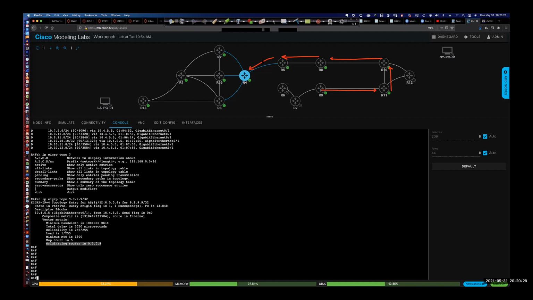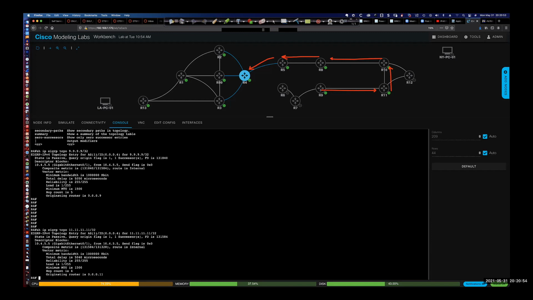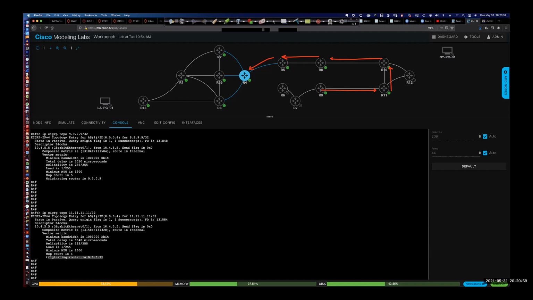Now, again, when you use the show IP EIGRP topology command, you can see the originating router. And the same thing would be true if I said show IP EIGRP topology, and let's change this to 11.11.11.11/32. We should see that the originating router for that network is router 11, and we do, based on the router ID right there. All right, so let's take a step back here to router 13.